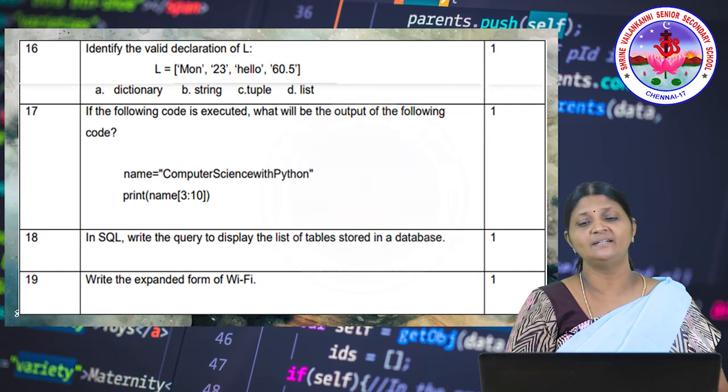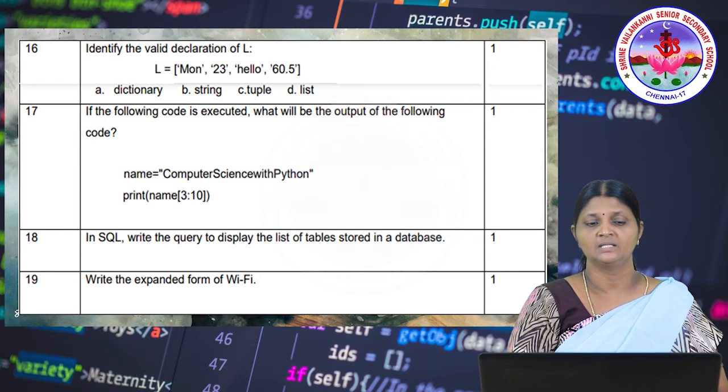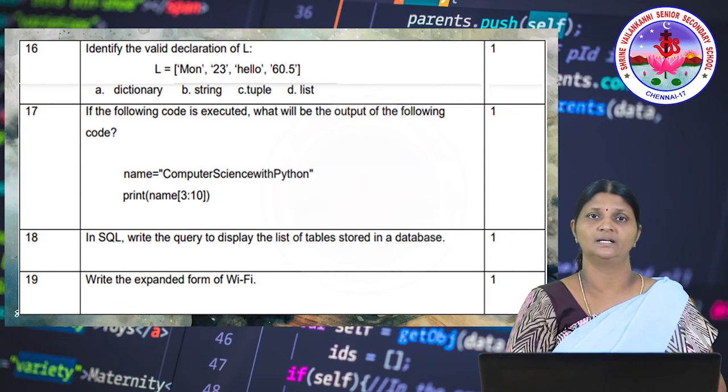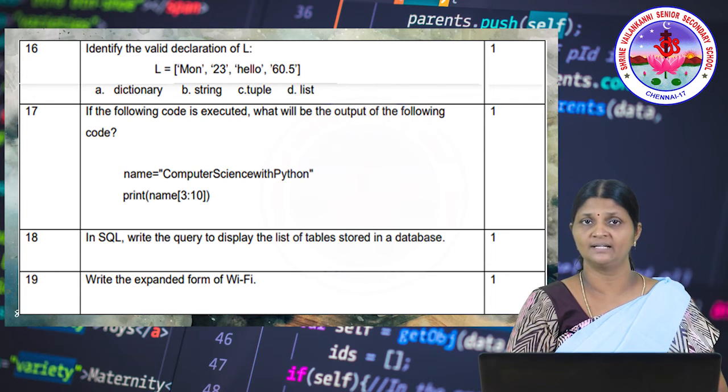Next is question number 19. Write the expanded form of Wi-Fi. So Wi-Fi, what is it? It is wireless fidelity. Yeah, you got the answer?